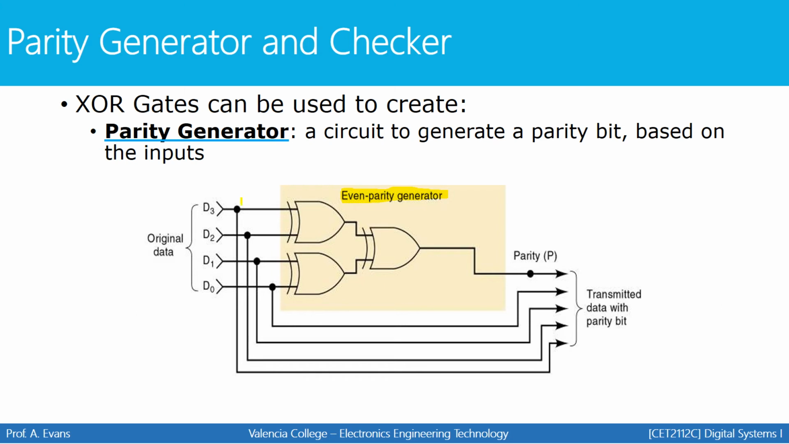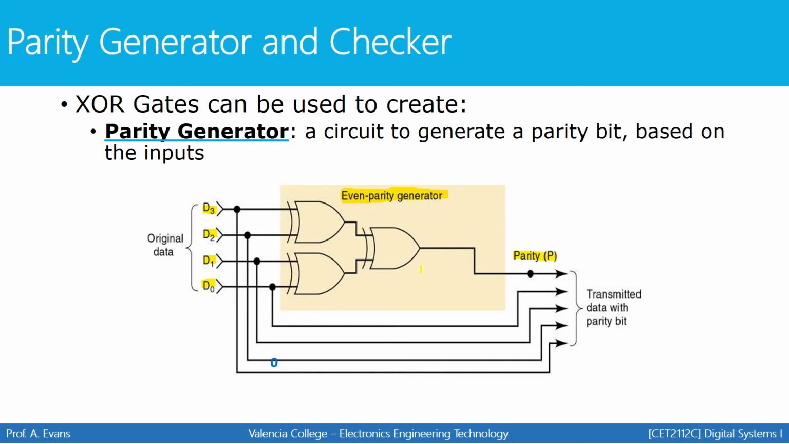And the input data is going to be supplied right here, D3, D2, D1, D0. And the output is just going to give me what the parity bit should be if I'm going to use even parity. So let's take a look at some examples of how this would work.